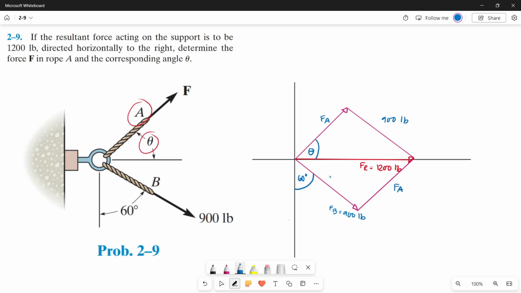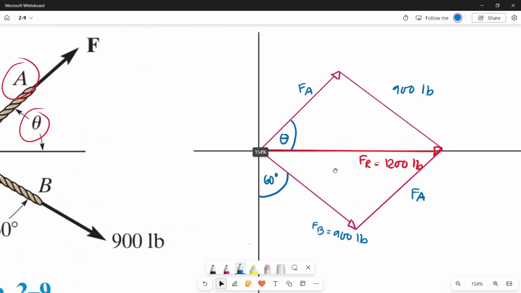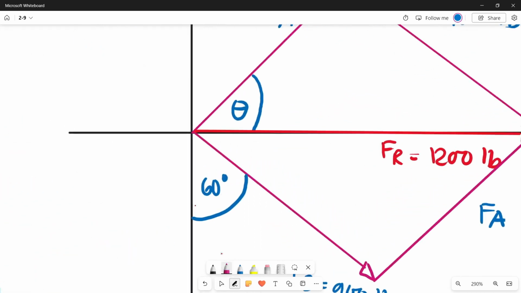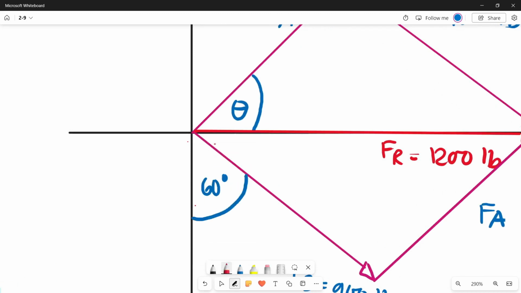Now that we have the parallelogram guys, let us now identify the missing interior angles of our parallelogram. So if we try to look at this guys, on this area right here, this is a total of 90 degrees guys. So in finding the angle right here guys, we'll just have to subtract. So 90 minus 60, that is 30 degrees.